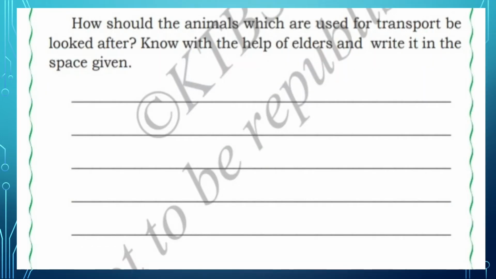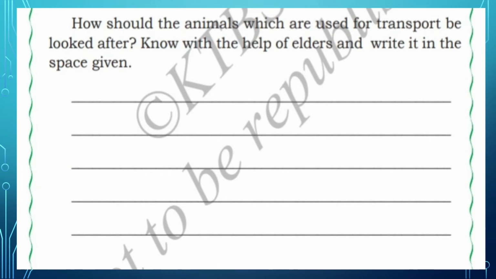Let's see the next question. The next question is, how should the animals which are used for transport be looked after? Know with the help of elders and write it in the space given below. That is, what you have to write here is how the animals which are used for transport should be looked after, with the help of elders.